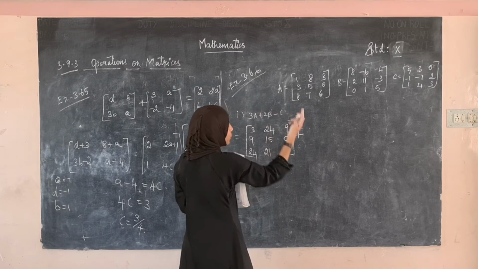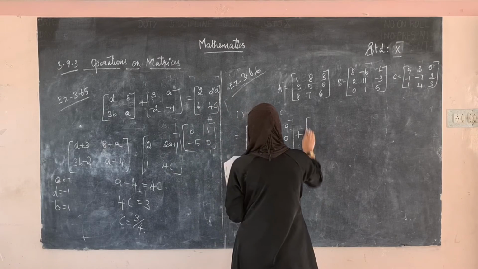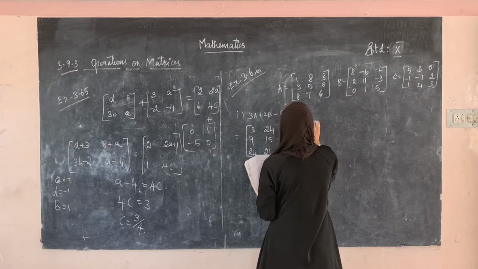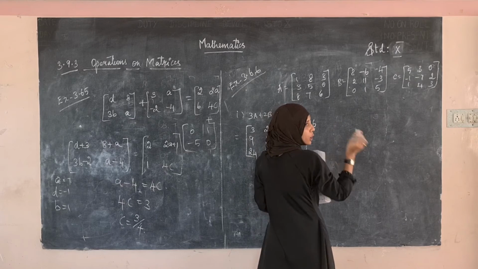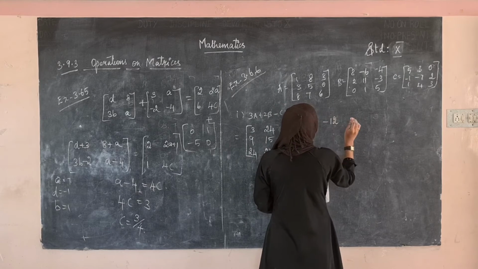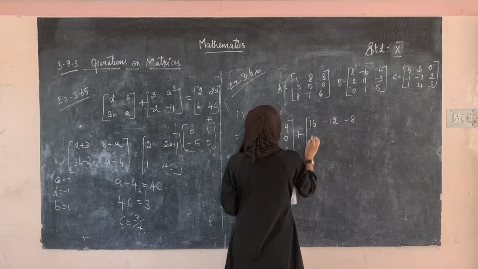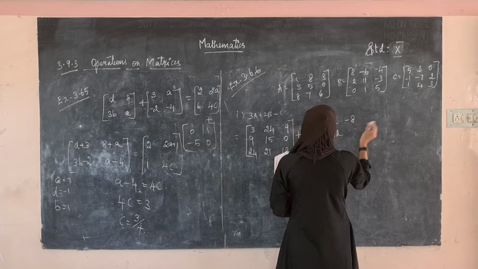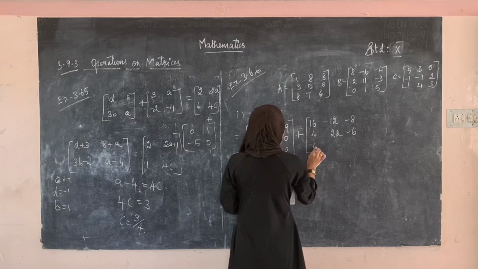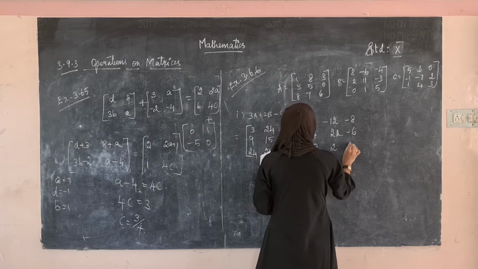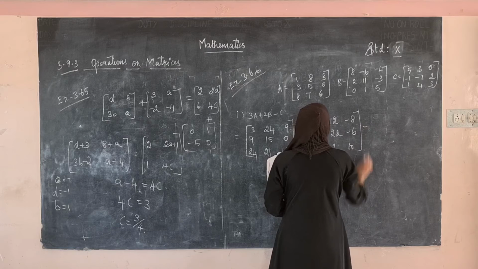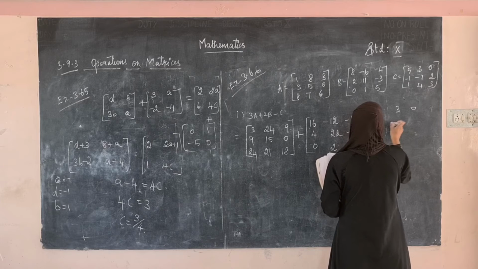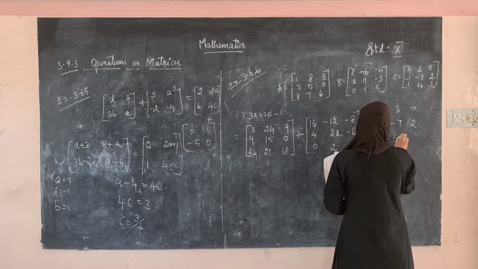Plus 2 into B. Okay, 2 into B. We have to multiply 2 with all the elements. 8 into 2 is 16. Minus 6 into 2 is minus 12. Minus 4 into 2 is minus 8. 2 into 2 is 4. 11 into 2 is 22. Minus 3 into 2 is minus 6. 0 into 2, 0. 1 into 2, 2. 5 into 2, 10. Minus of C: 5, 3, 0, minus 1, minus 7, 2, 1, 4, 3.